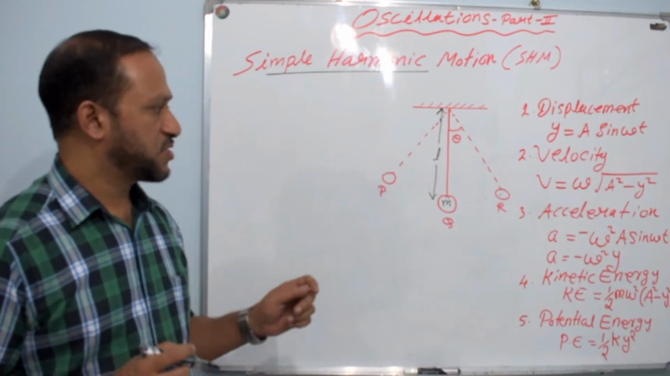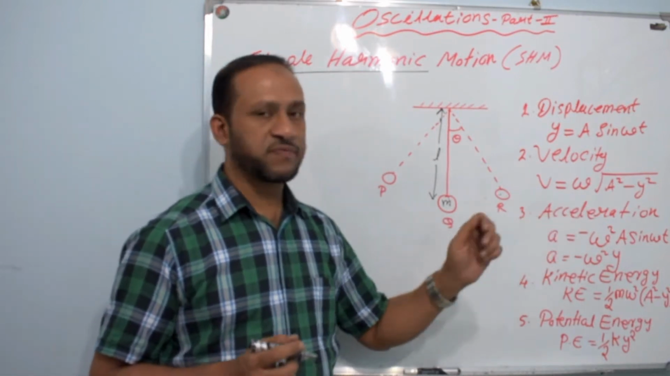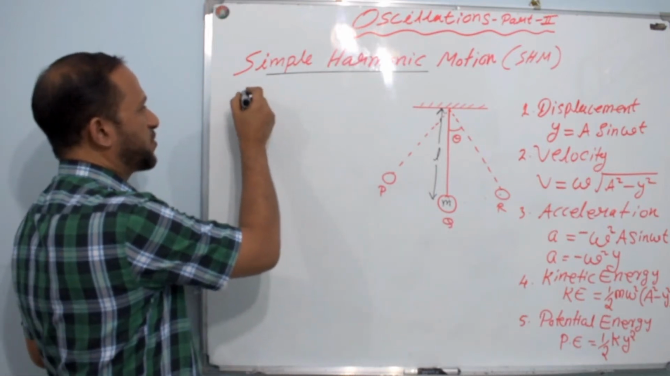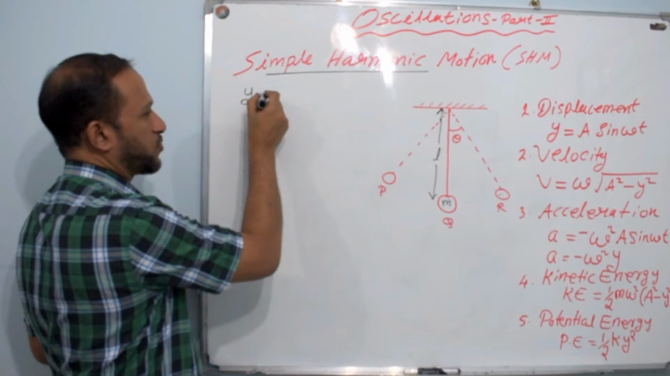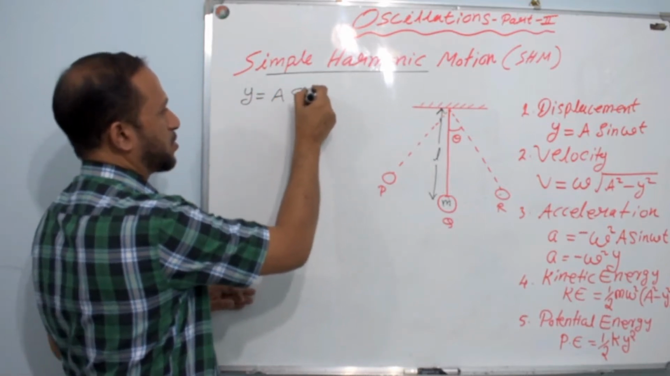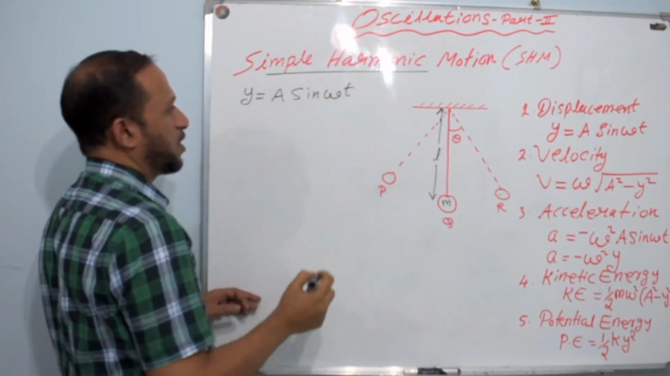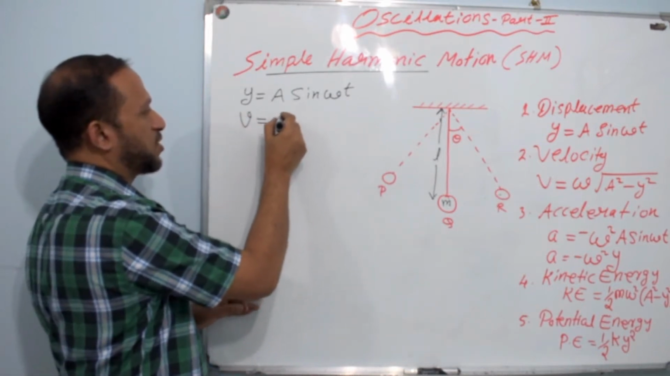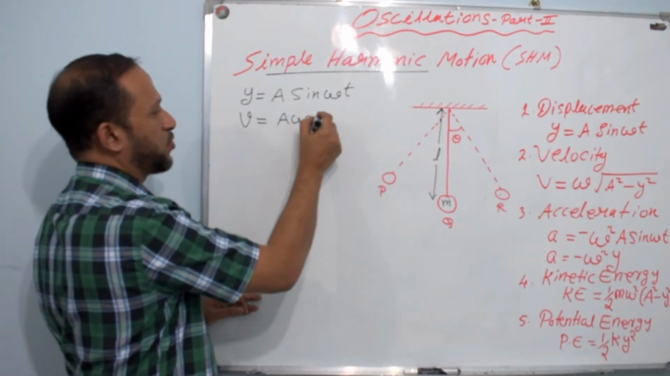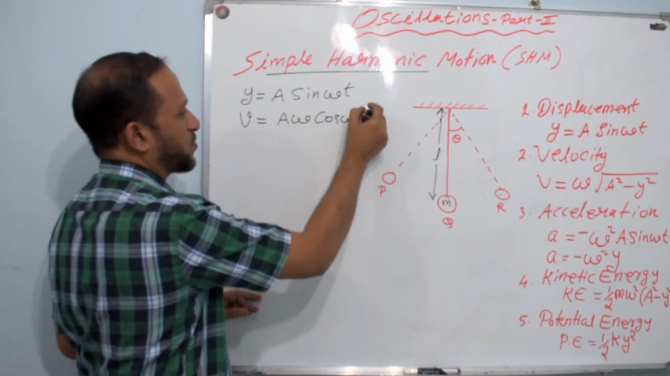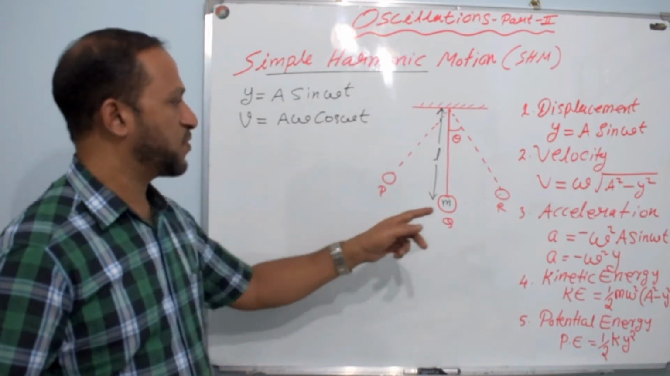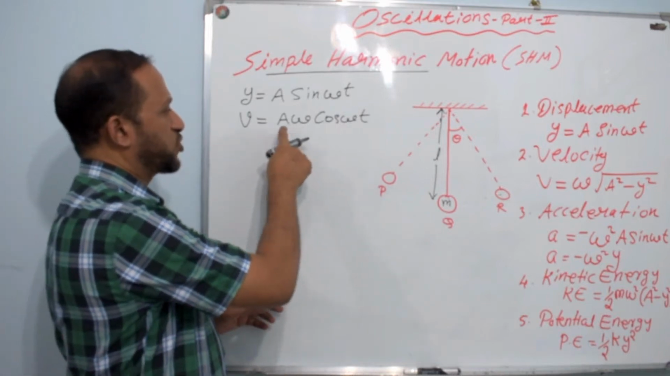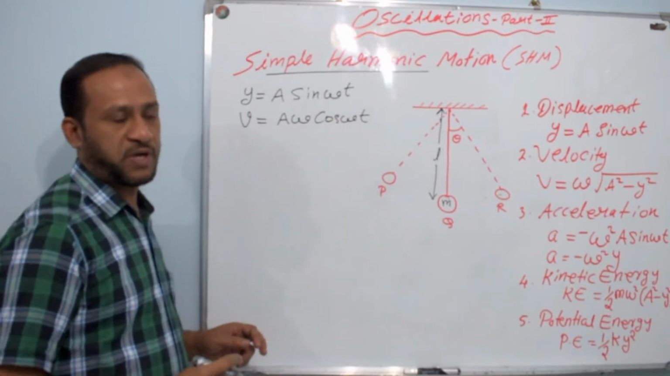Now we can see the third quantity, that is acceleration of the oscillator. So once again we'll start with the displacement equation. The displacement of the oscillator is y is equal to a sine omega t. And after differentiation, we got the equation of velocity. The velocity equation we got was a omega into cos omega t. This equation we modified in the form of omega into root of a square minus y square. Now this is the actual equation of velocity, a omega into cos omega t.